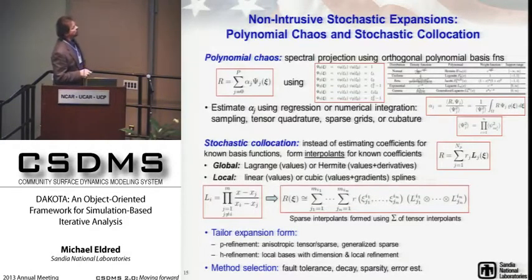Two minutes. Closely related is stochastic collocation, where now we know the coefficients, the response values at the sample points, and we need to form interpolants to reproduce the input to output mapping.